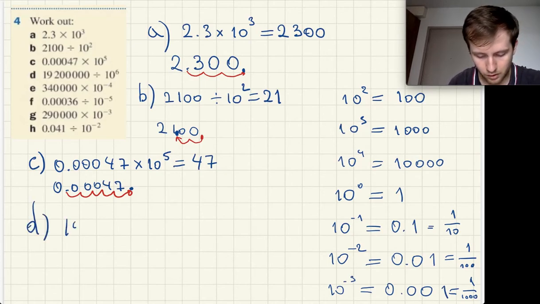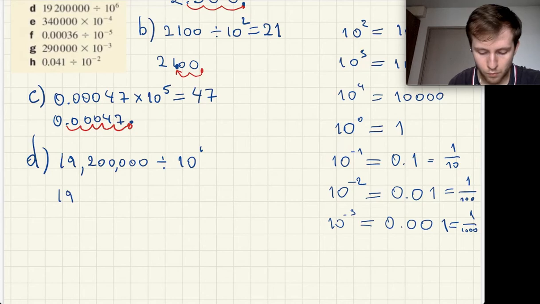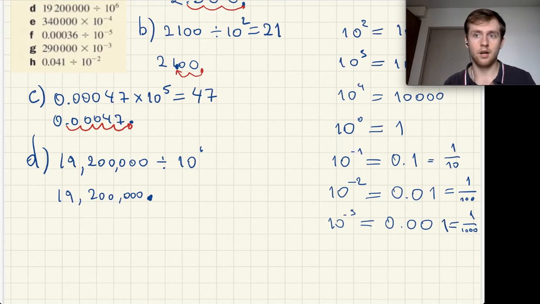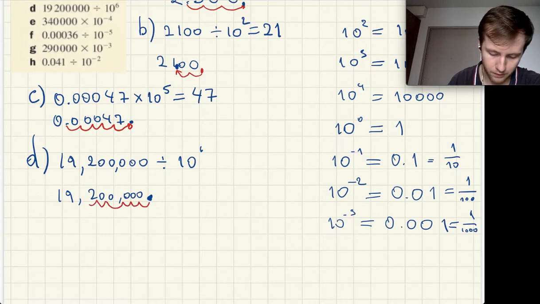Next we have 19,200,000, such a big number, yeah? Divided by 10 to the power of 6. So here we move the point. We put the point here. If there's no point, we put it at the right end of the number. And we move this point 6 steps: 1, 2, 3, 4, 5, 6. This is where the point is going to end up.